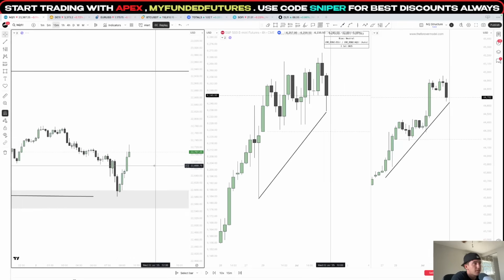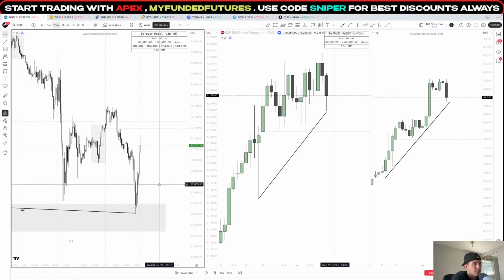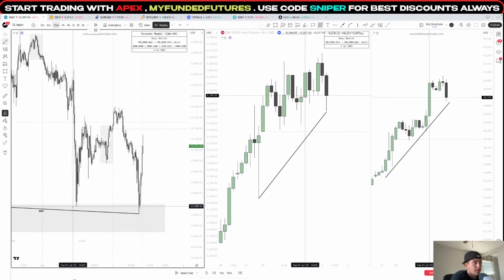What is going on at this time? Let's go to the 15-minute chart, at the sweep of that external range liquidity pool inside of a daily gap.